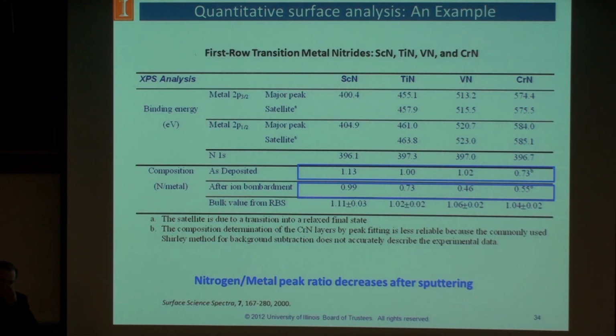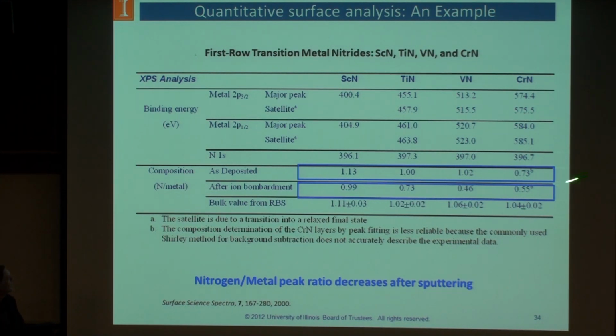Here's an example of the quantitative analysis of our first row transition metal nitrides. These numbers are being compared with bulk values as determined by Rutherford backscattering, which we'll see tomorrow. And the as-deposited surfaces, you'll see, are very close to stoichiometric, with the exception of the chromium nitride.